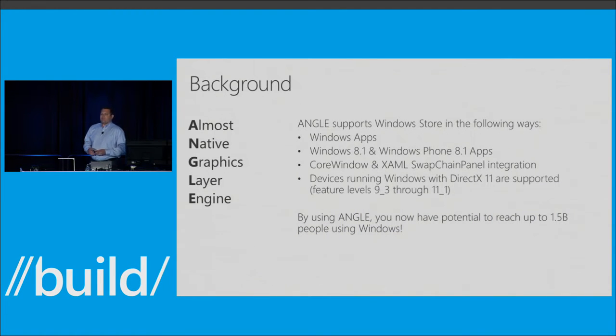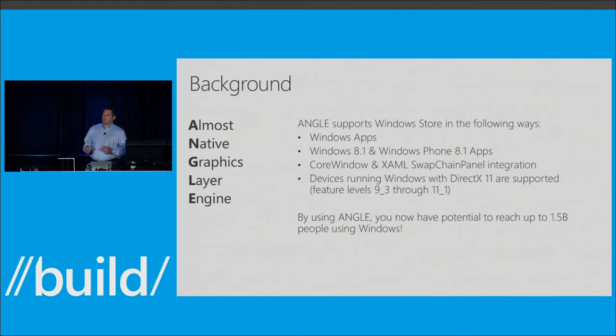So what does it mean to support the Windows Store? Well, when we got involved, we wanted to make sure that we can support the Windows apps, obviously. So by supporting the Windows apps, we had to do a couple of things. We had to implement ways to use core window or swap chain panels as a rendering surface. And we needed to decrease the hardware requirements for Angle.